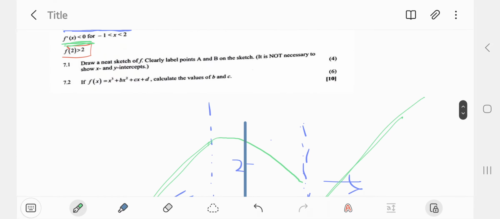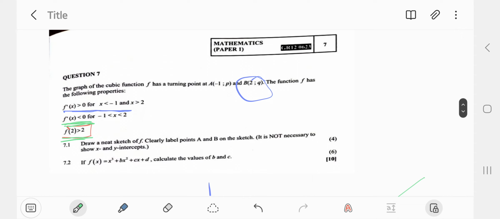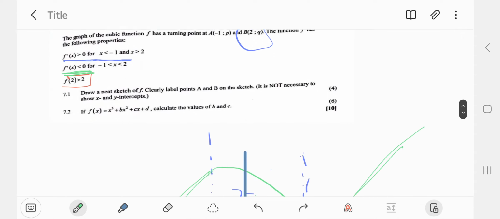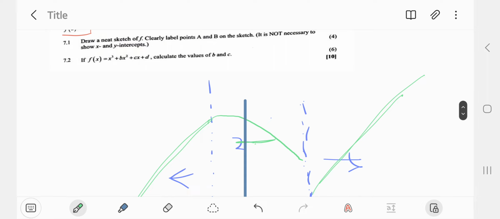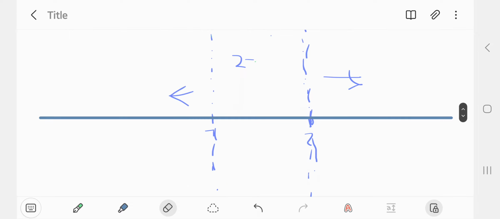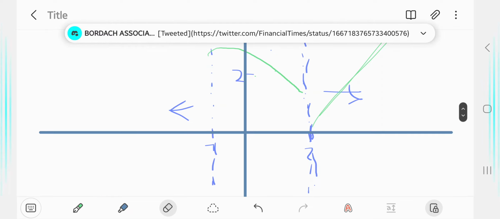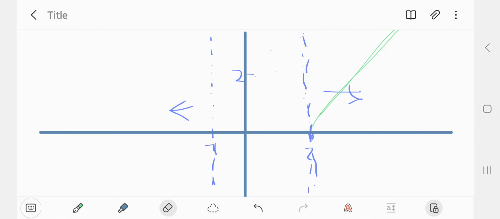And also one thing to note is that for our turning point where x is equal to 2, can you see that? The y value of the turning point has to be above this point where y is equal to 2, right? So that's one thing to take note of, right? Let's draw a graph.